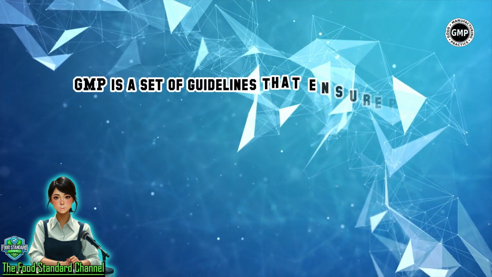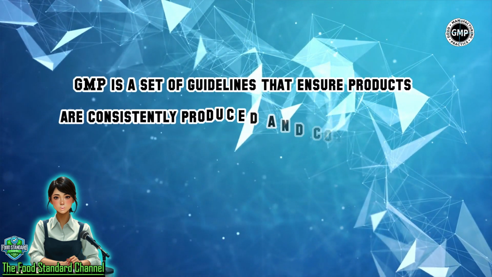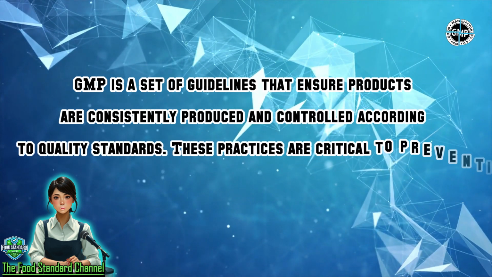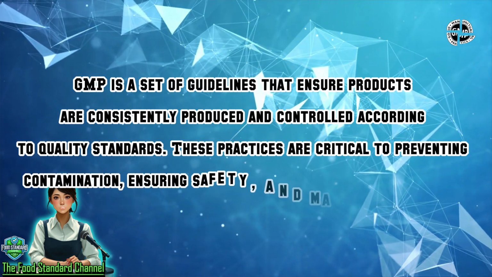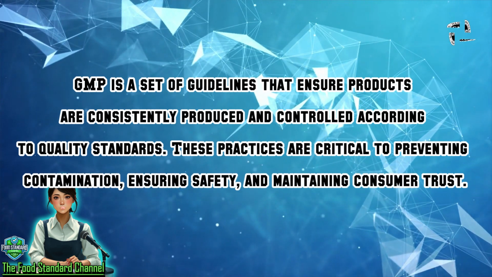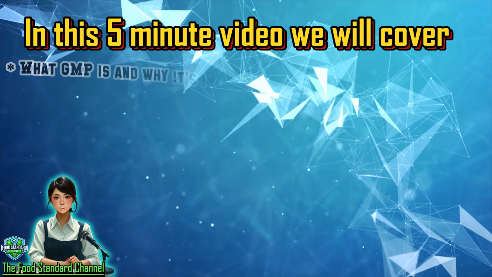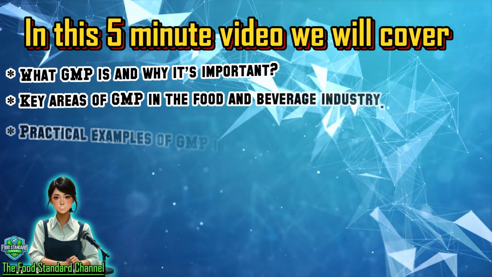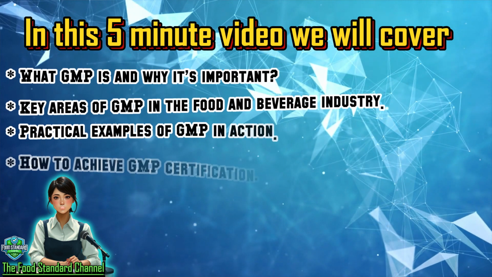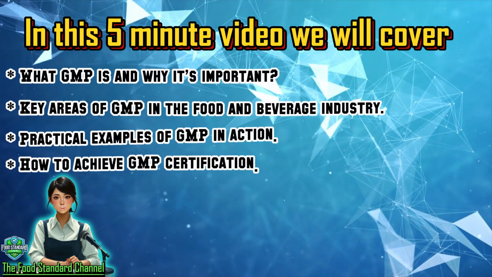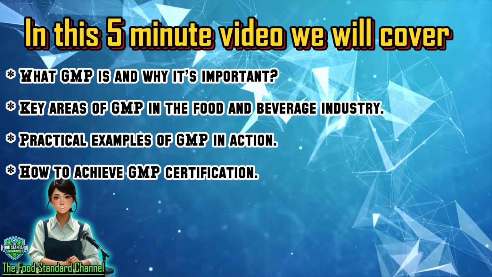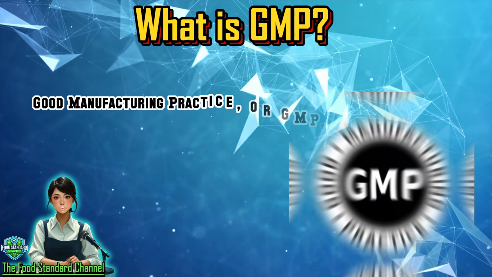GMP is a set of guidelines that ensure products are consistently produced and controlled according to quality standards. These practices are critical to preventing contamination, ensuring safety, and maintaining consumer trust. In this 15-minute video, we'll cover what GMP is and why it's important, key areas of GMP in the food and beverage industry, practical examples of GMP in action, and how to achieve GMP certification. Let's get started. What is GMP?